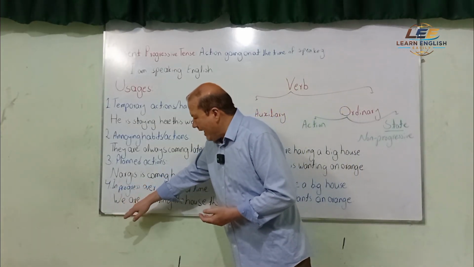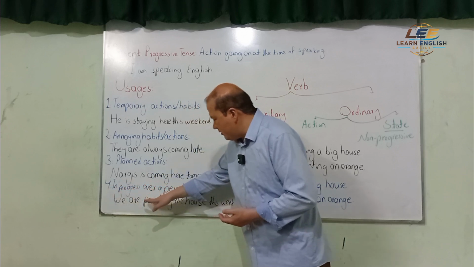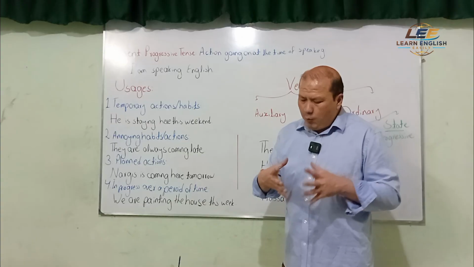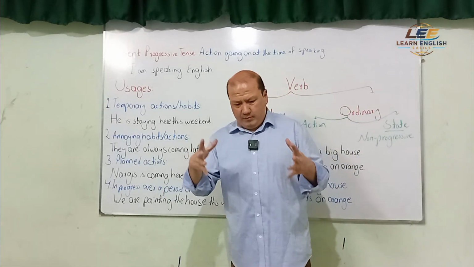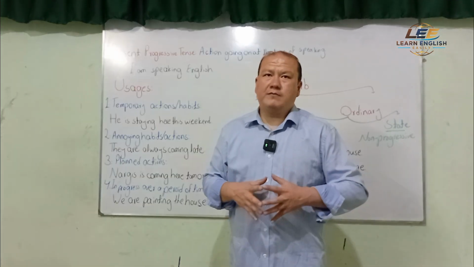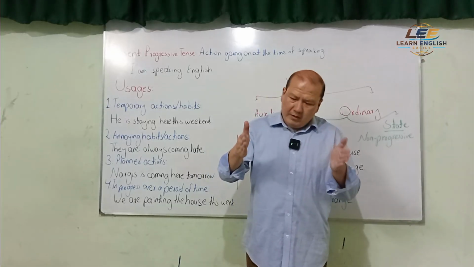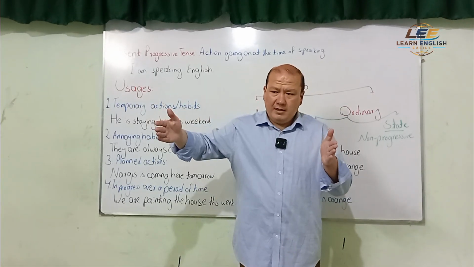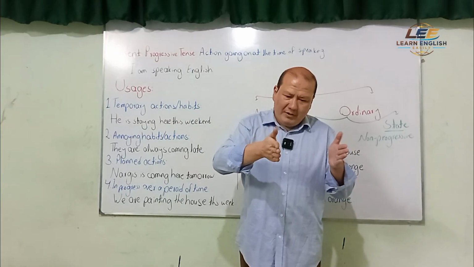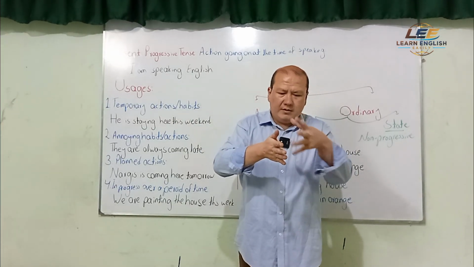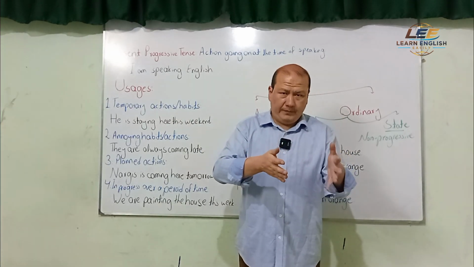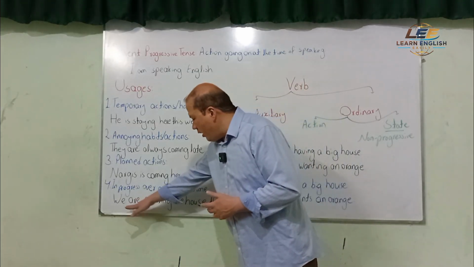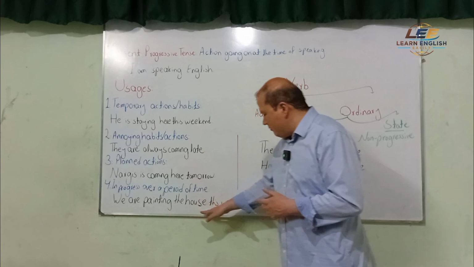It also talks about actions that are in progress over a period of time. Now, why do we use present progressive tense for a period of time? Because this period of time also includes the present. It means this has started in the past, right now we are in that period, and this period of time will end in the future. Let's have an example. I think it will make it clear. We are painting the house this week.